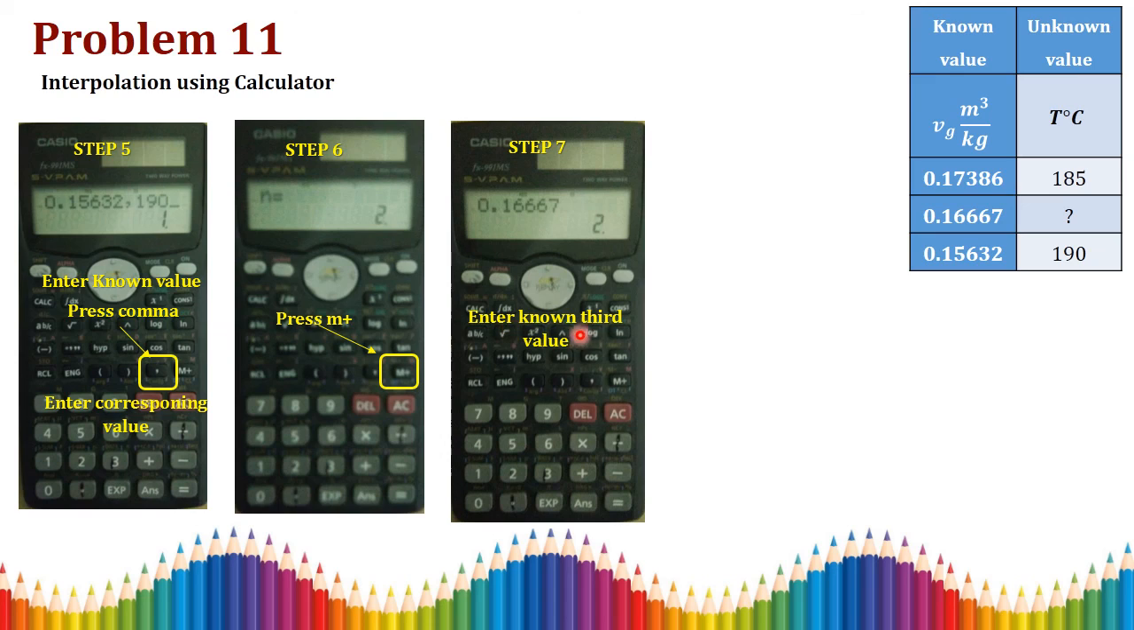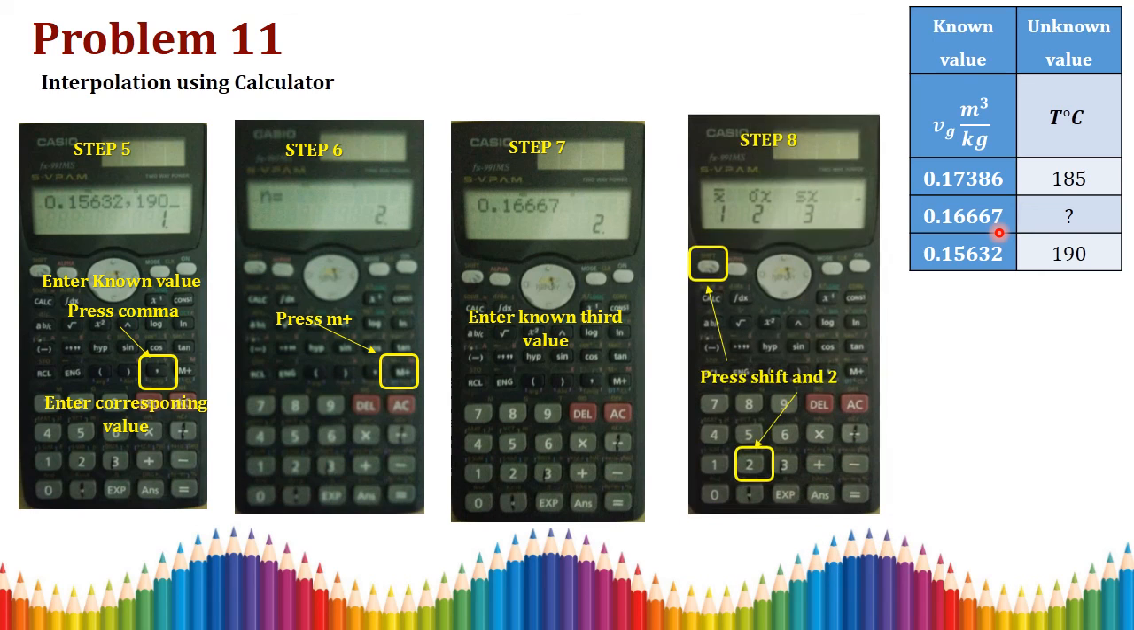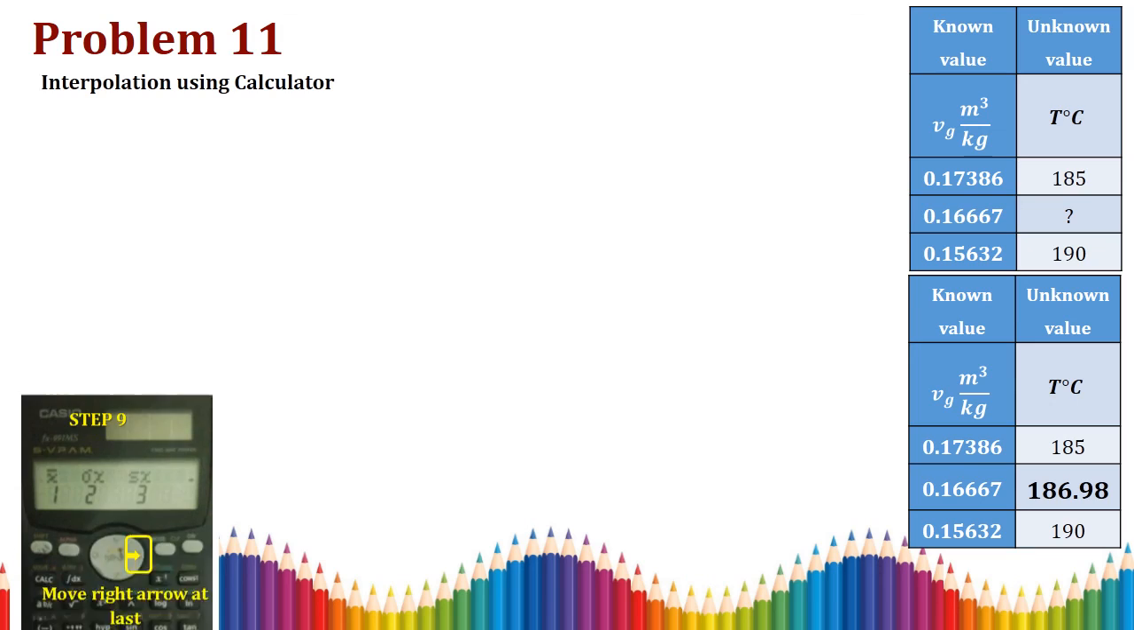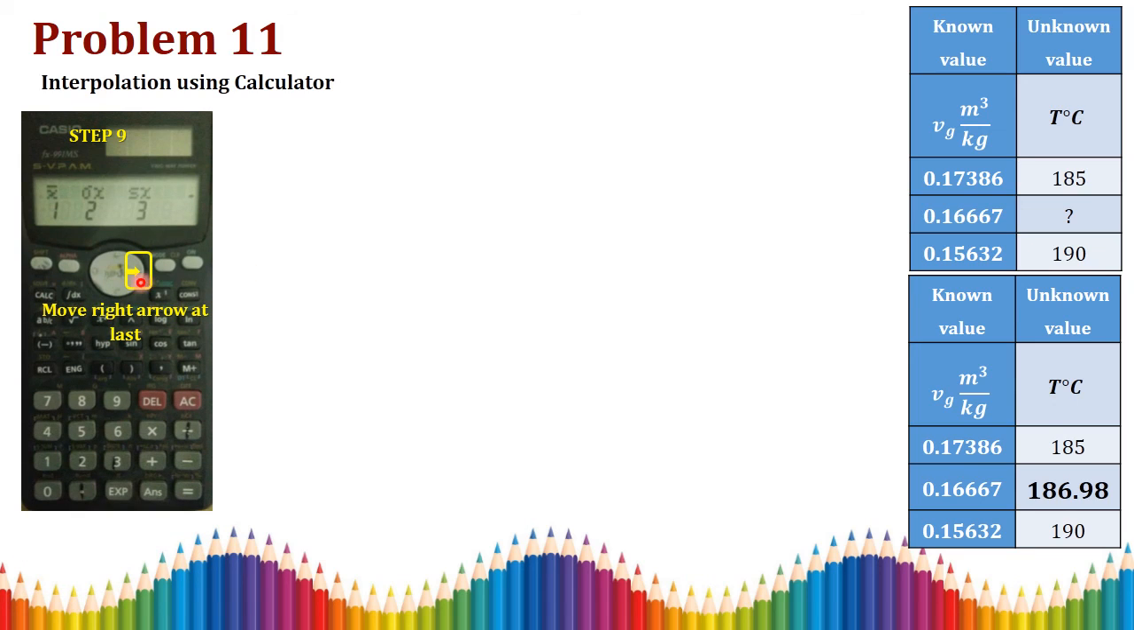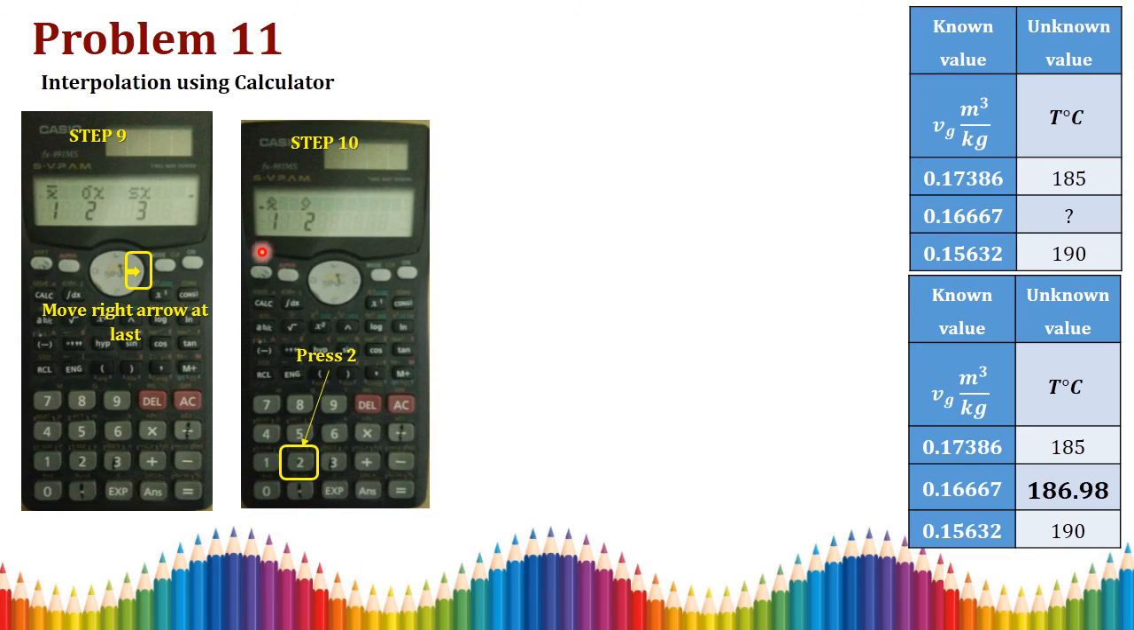Then you enter the known third value. This is your known third value, but this entity is not known. So you enter 0.16667. Don't put a comma here. Instead, you press shift and 2. Then your calculator shows a symbol like this. Press this arrow to the last one. Then you get this one.